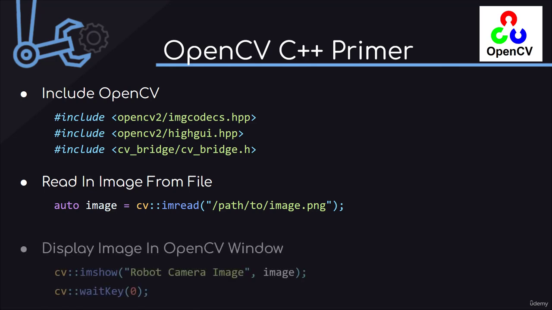Then, if you want to display an image, you can use the imshow function, which takes in a string to title the display window and the image you want to display. Then we call the waitKey function with a value of 0, which means it will keep the display window open until we hit enter. Alternatively, you can put a number value in here for how many milliseconds you want the window to stay open.